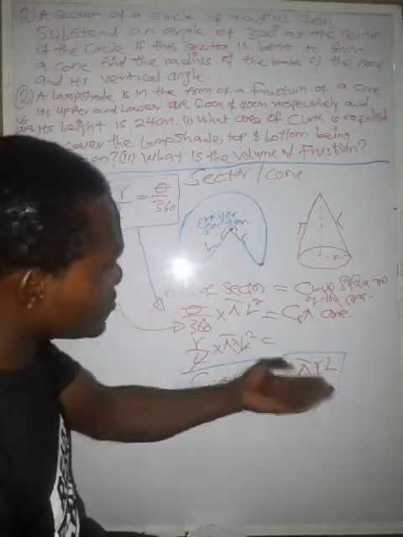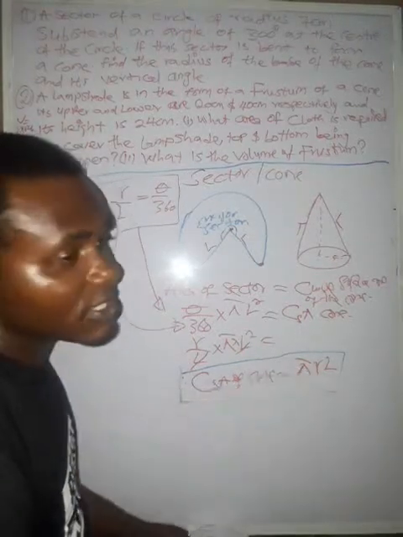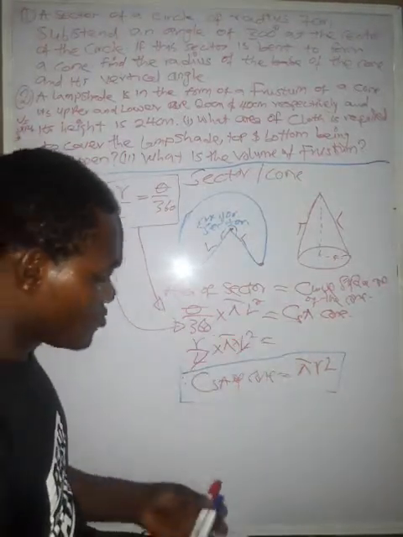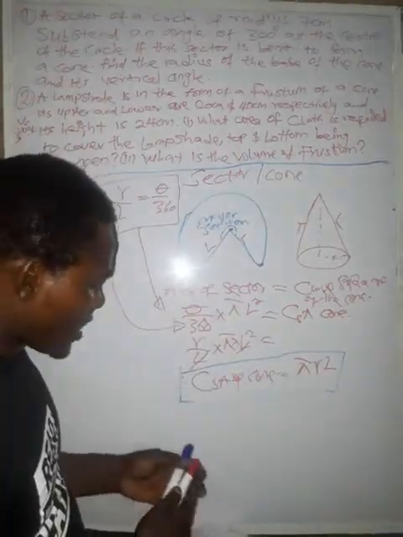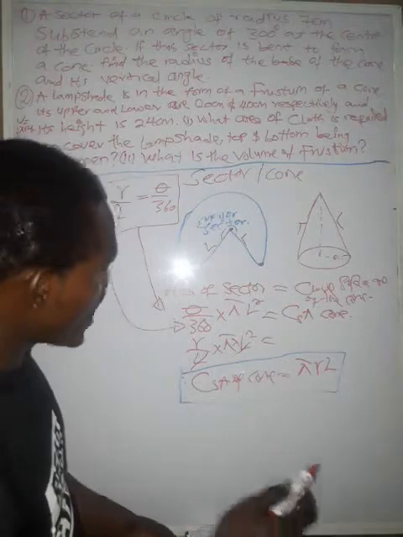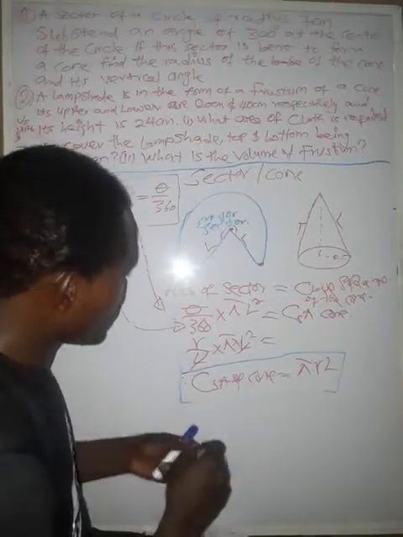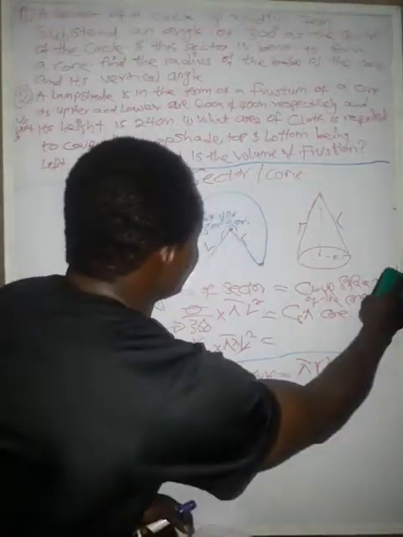Now, once you have this, sometimes it will be hard to find the total surface area of a cone. So the total surface area, very simple. Total surface area of a cone now. Let me use this please.